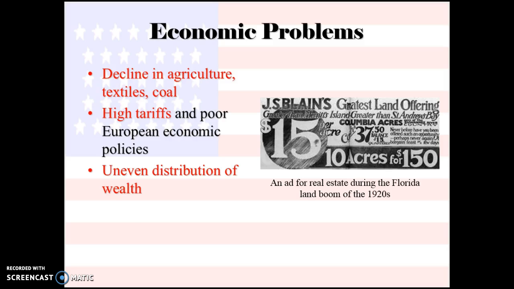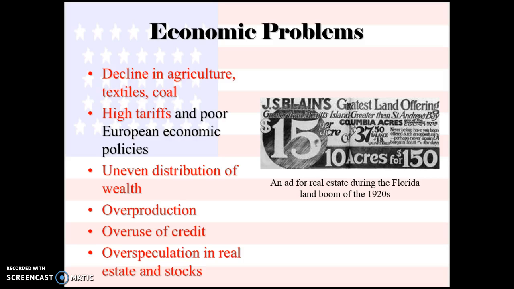So these were all the economic problems that were happening or going on right at the end of the 1920s. There's a decline in agriculture, textiles, and coal, and we'll talk about where specifically those came from. High tariffs, so those are taxes on imports and exports, and poor European economic policies. After World War I, we became isolationist again, so we were not so open to other countries or getting imports or giving them exports. There's uneven distribution of wealth.